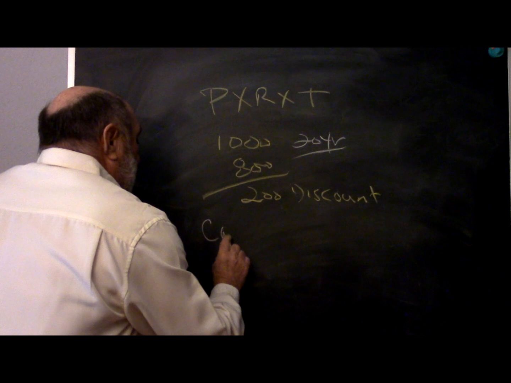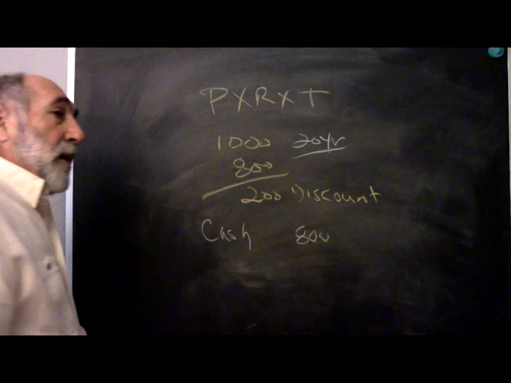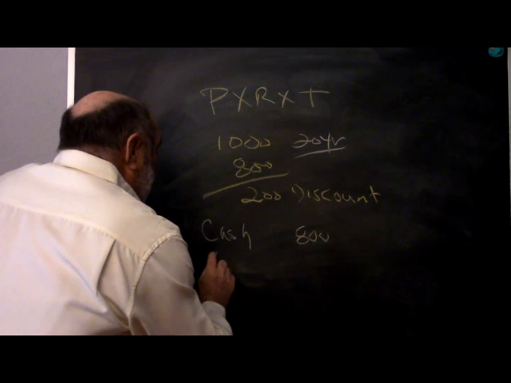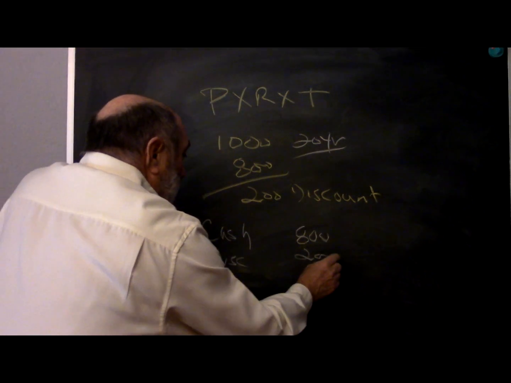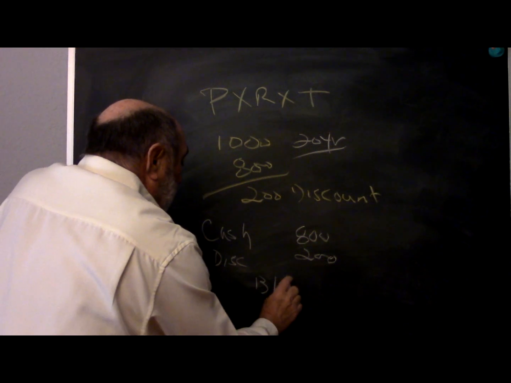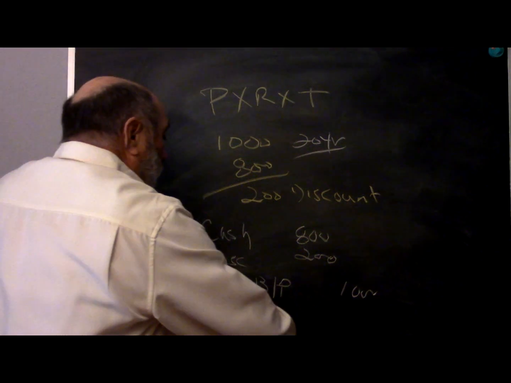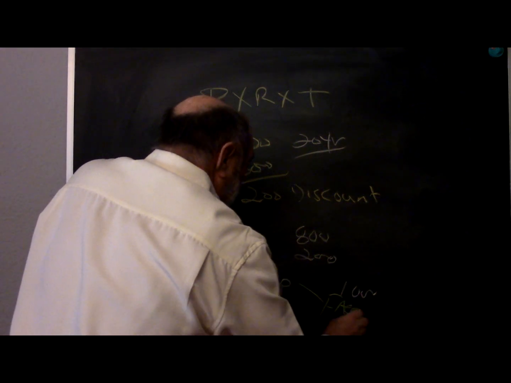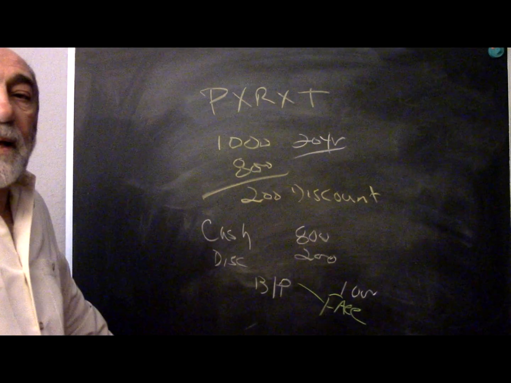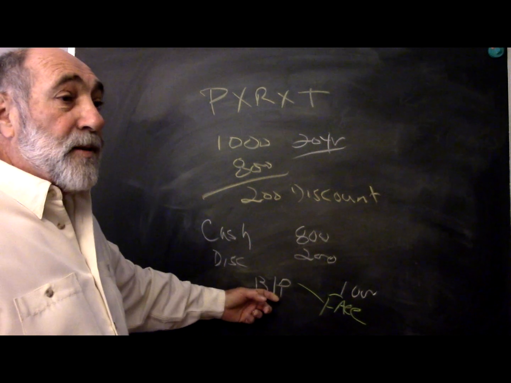I'm going to debit cash 800, that's how much money I'm getting. I'm going to debit that discount 200, and I'm going to credit bonds payable 1,000, because that's always what we can see down here, that's always at the face amount. We always credit the bond payable for the face amount.